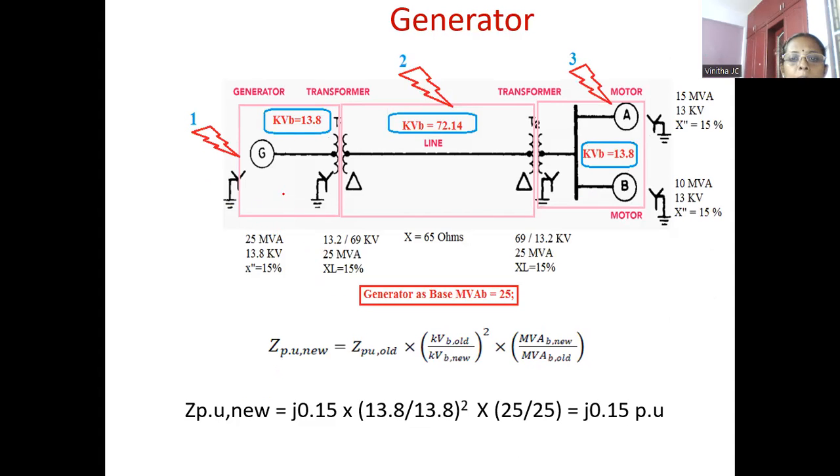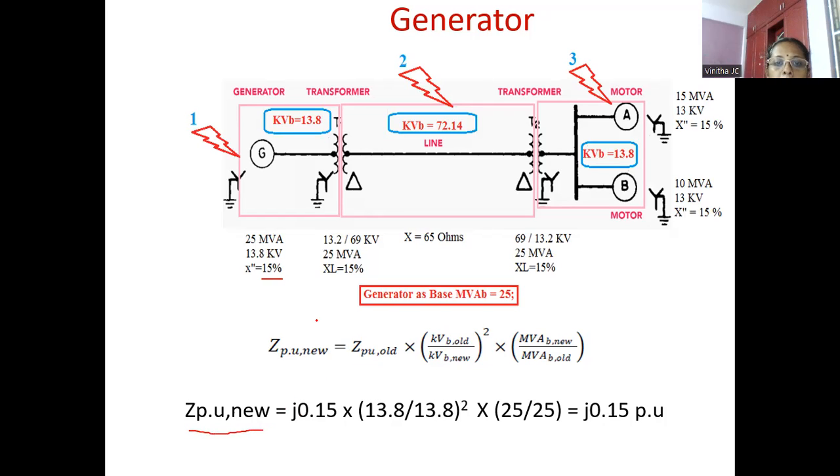For the first step, we can go for calculating the per unit reactance of the generator. Here the values are specified in terms of per unit. For the generator, it is specified in per unit, so we can apply the formula: Z per unit new is equal to Z per unit old into kVB old by kVB new the whole square into MVAB new divided by MVAB old. If you substitute all the values here, we'll get the new Z per unit value.